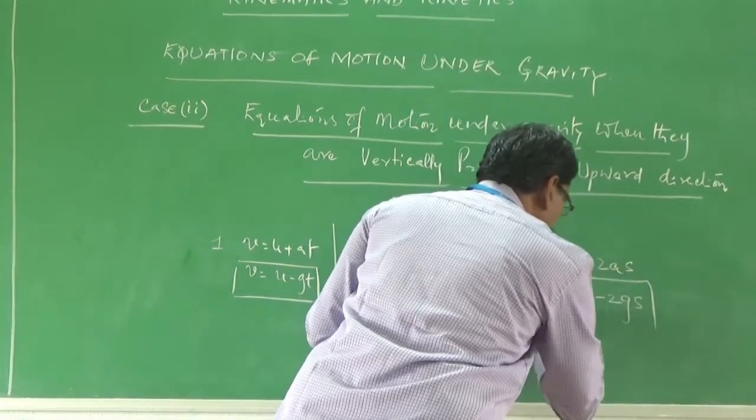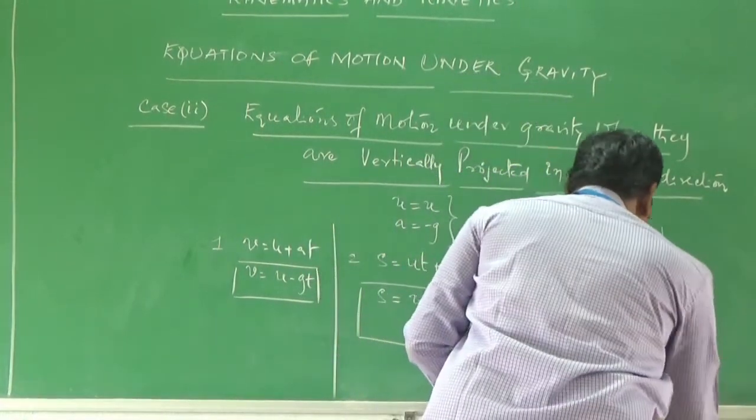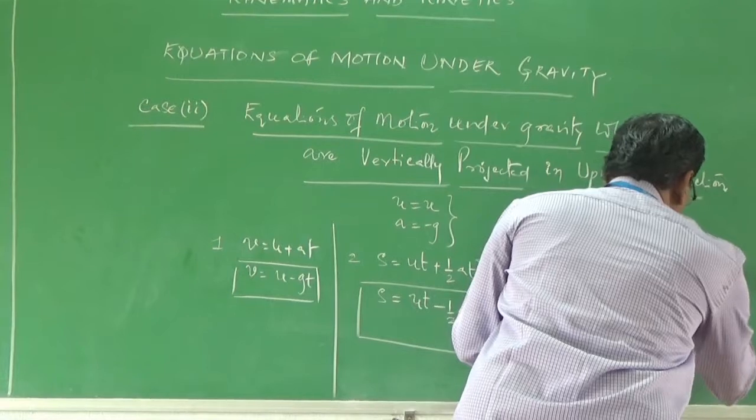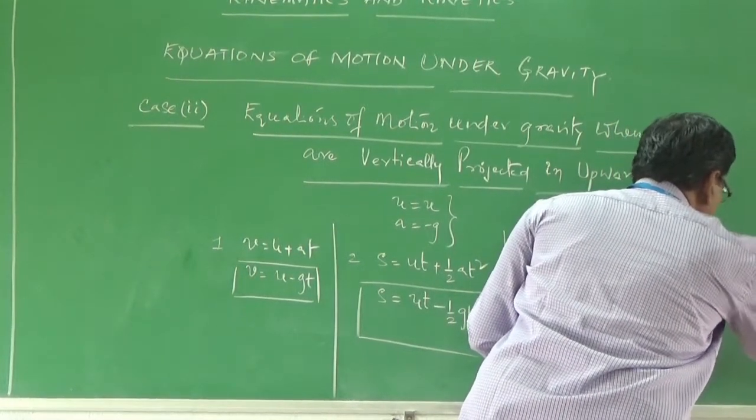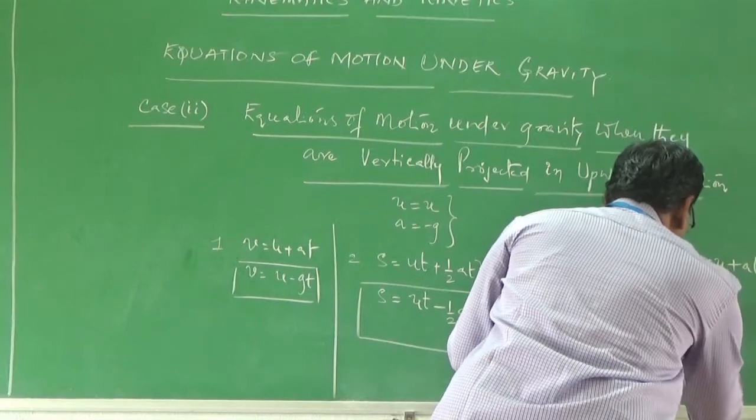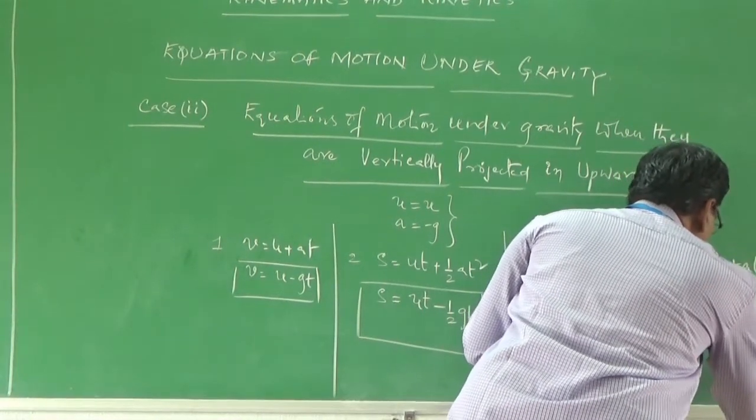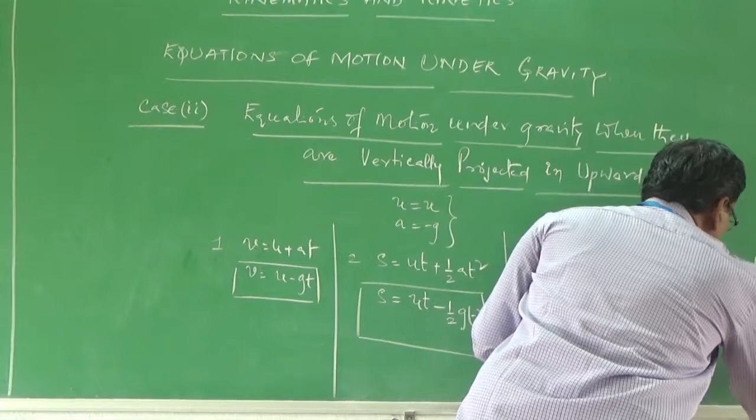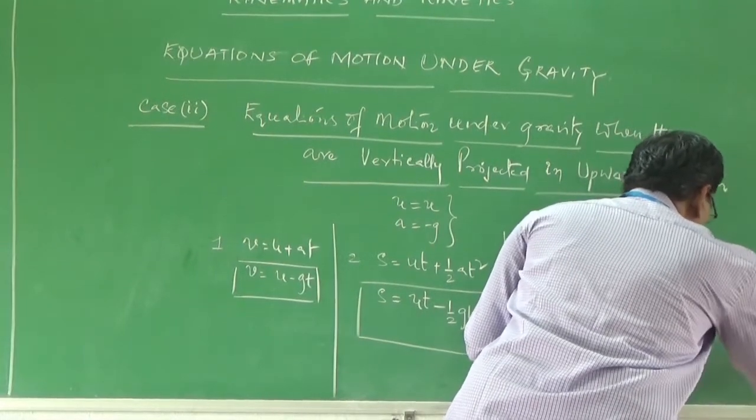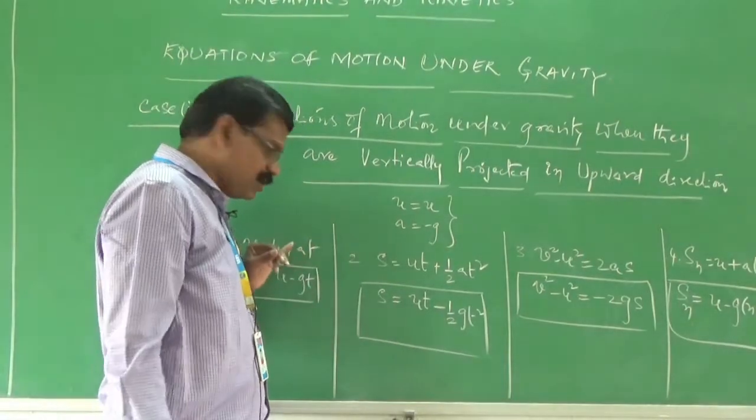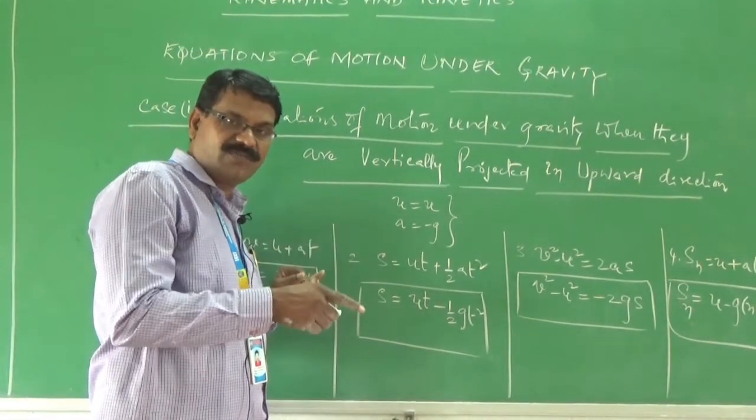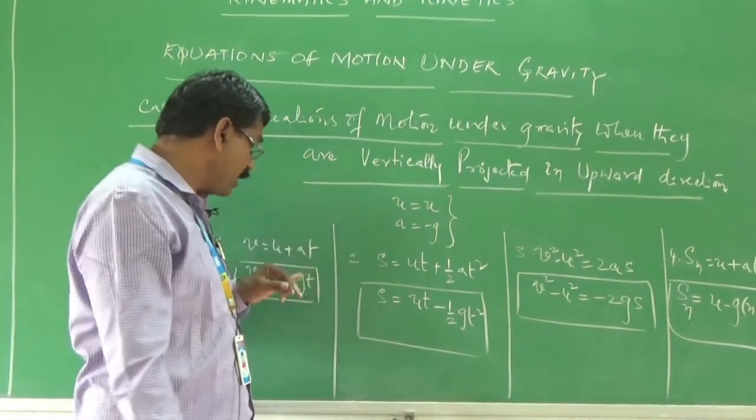And the fourth equation is Sn is equal to u plus a into n minus half. This is the standard form, and after changing this, Sn is equal to u minus g into n minus 1 by 2. So if you look at these four equations, my dear students, you could understand how the general equations of motion of a body change like this.